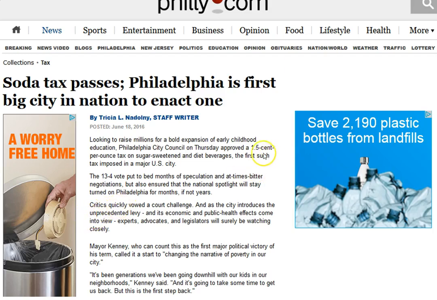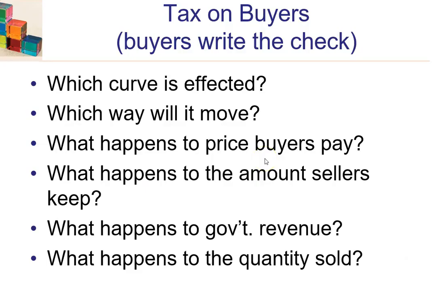So this tax imposed a 1.5 cent tax per ounce on soft drinks. This 1.5 cents roughly translated for a 6-pack of 12-ounce soft drinks to about $1.05. So let's again assume this tax is placed on the buyer. The buyer is responsible for writing a check to the government.